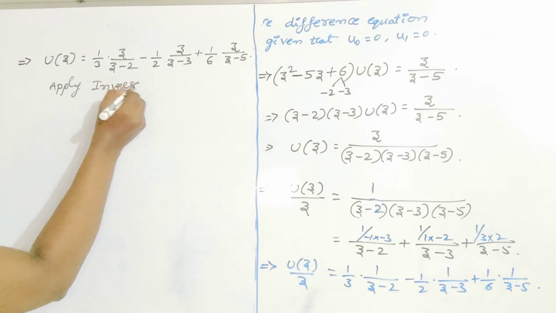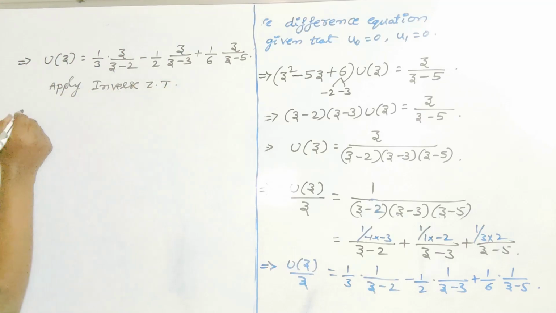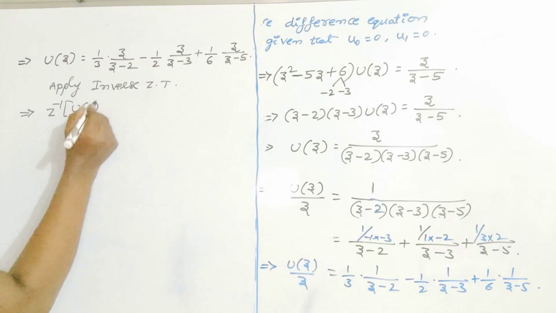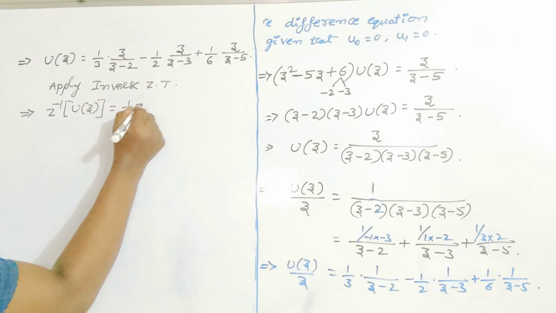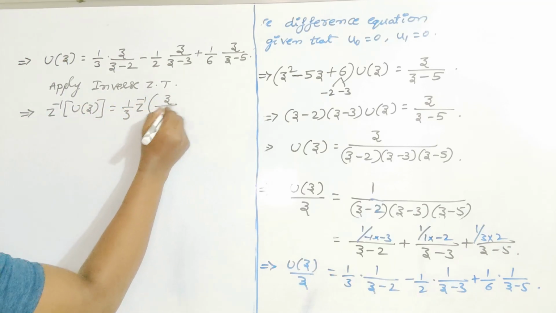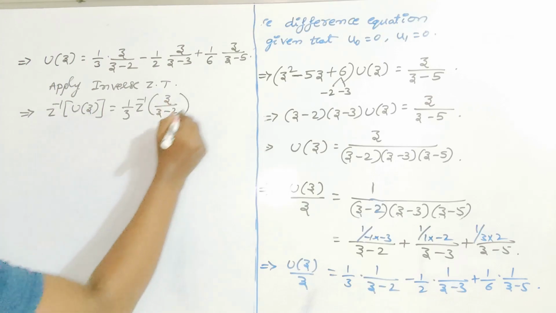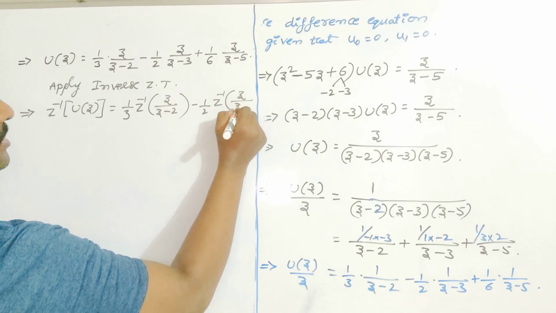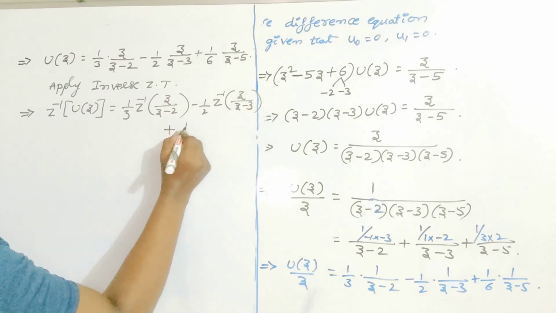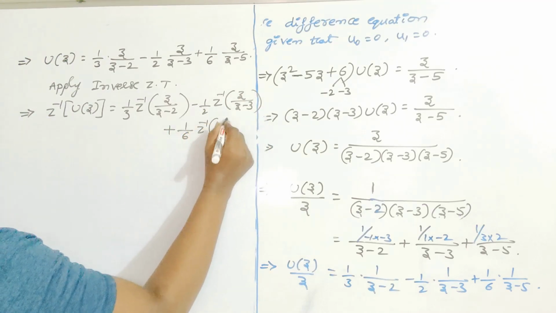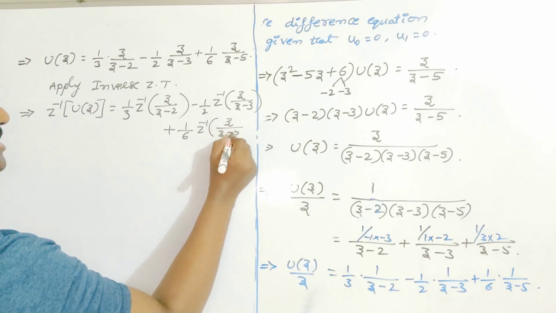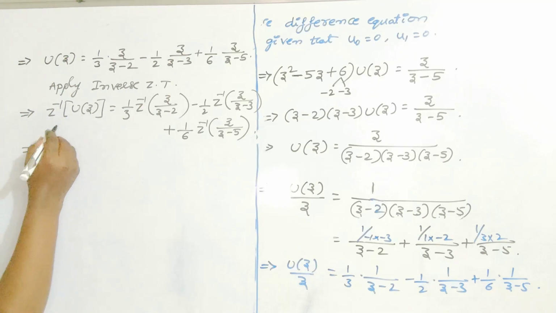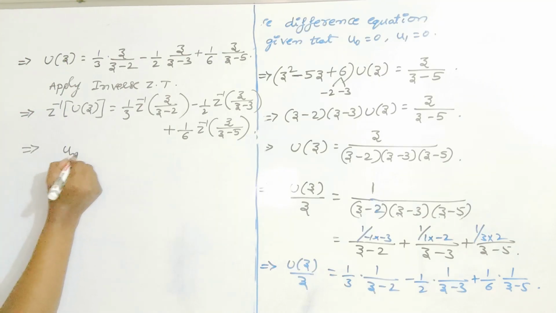This model is very important in your semester exams, so prepare carefully. Z inverse of U of Z is equal to 1 by 3 into Z inverse of Z by Z minus 2, minus 1 by 2 into Z inverse of Z by Z minus 3, plus 1 by 6 into Z inverse of Z by Z minus 5. So what is Z inverse of U of Z? In the starting we wrote that Z inverse of U of Z is nothing but un.